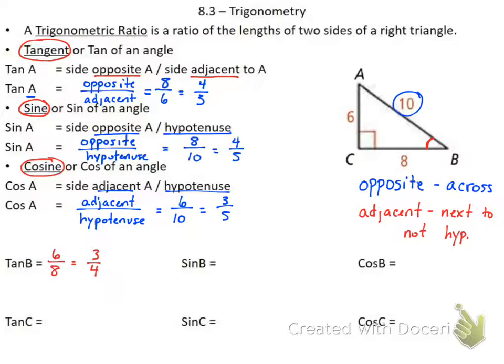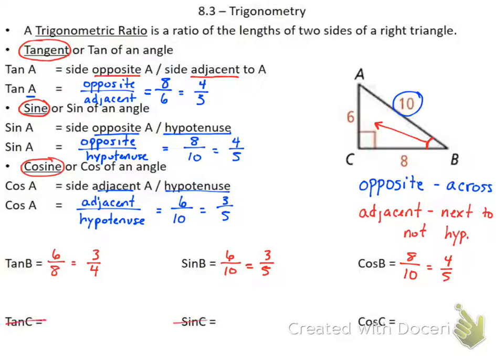The sine of B. Sine of B means opposite over hypotenuse. So from angle B, opposite is 6, hypotenuse is 10. So it'll be 6 over 10, or 3 over 5. Cosine of B is adjacent over hypotenuse. Adjacent to angle B is 8. Hypotenuse is 10. So I can go 8 over 10, which is 4/5.